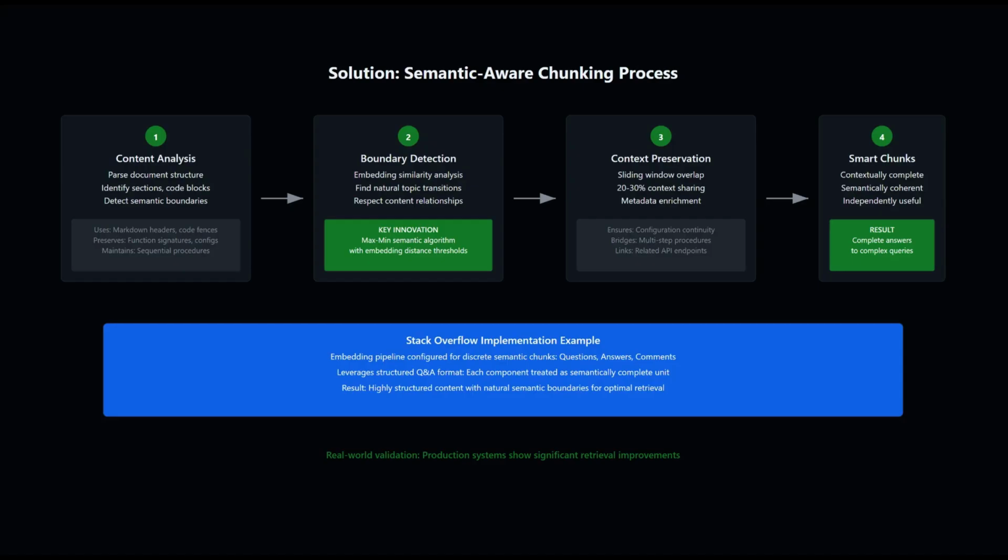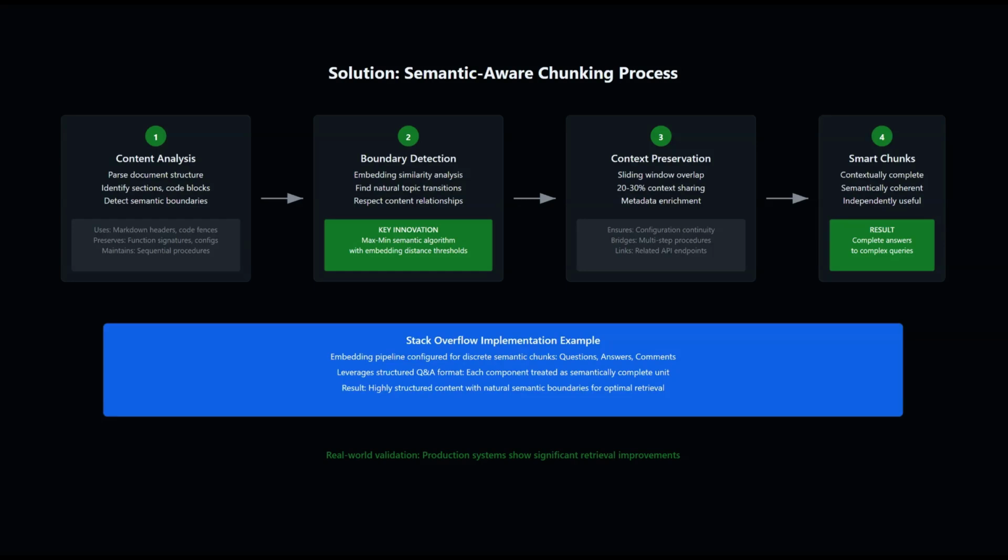Think of smart chunking as content-aware segmentation. Your documentation goes through semantic analysis, then boundary detection, finally producing contextually complete chunks. Each stage preserves meaning while optimizing for retrieval. Semantic chunking uses embedding similarity to find natural breakpoints, maintaining topic coherence across sections.